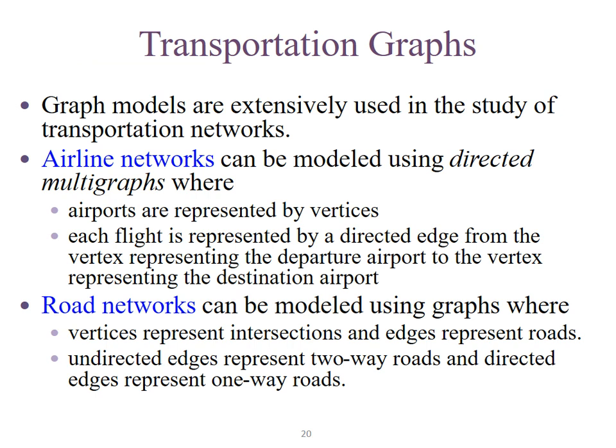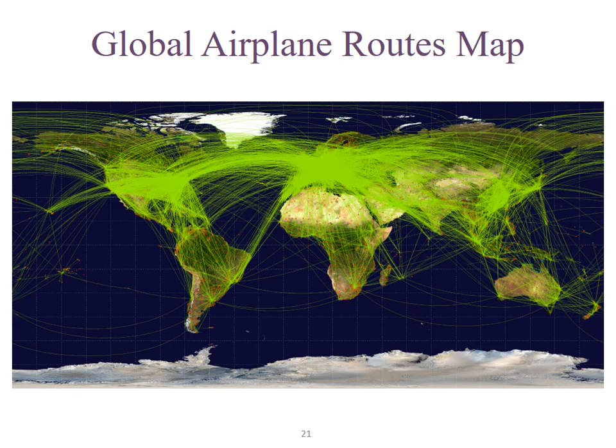Of course, for transportation, we have airline networks or road networks. If we consider different cities as the vertices and different airline routes as the edges, then we may have a graph like this.